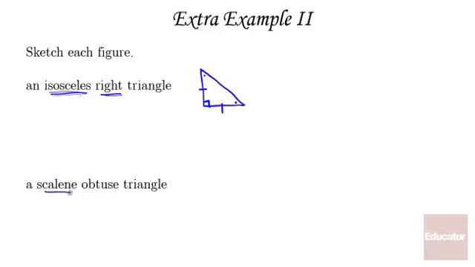The next one is a scalene obtuse triangle. Scalene is when no sides are the same. And obtuse is when you have 1 angle that's larger than 90, right? So obtuse angle, and then scalene means that no 2 sides are the same. So draw 1 short, draw 1 longer, and then this one is going to be the longest. So that is a scalene obtuse triangle.